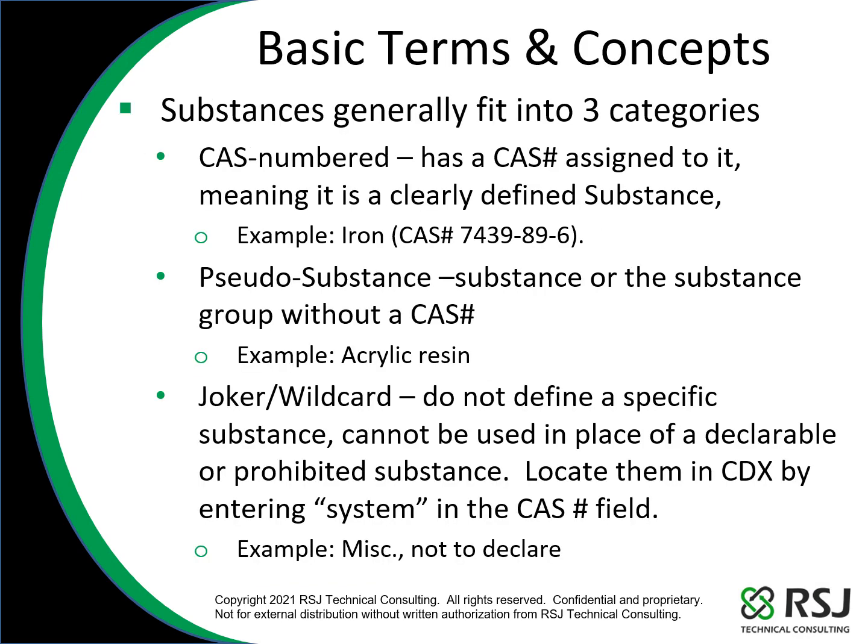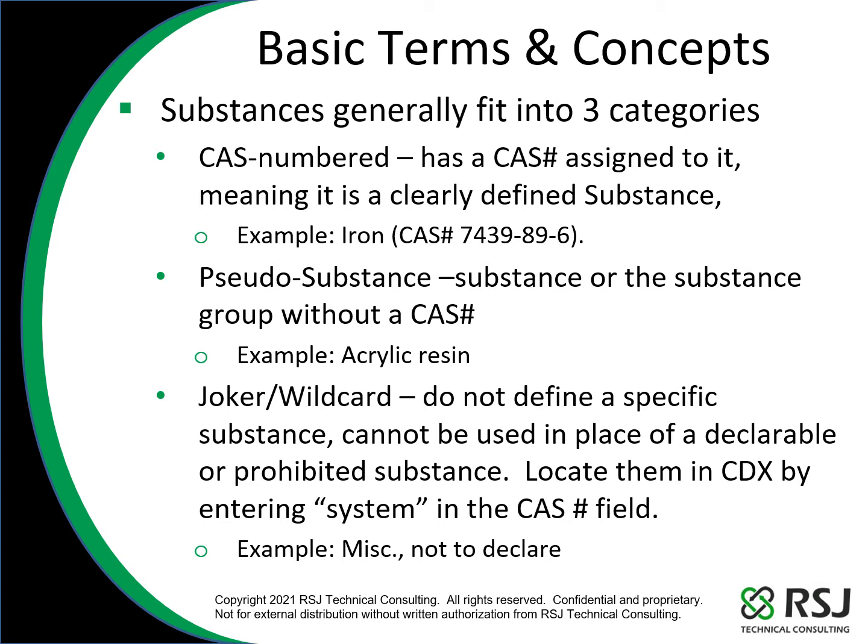There are generally three categories of substances. We have CAS numbered substances. CAS stands for Chemical Abstract Service. It is a unique number that signifies globally a particular substance. For instance, iron has the CAS number 7439-89-6. I can Google that CAS number and Google will tell me that's iron. I can ask Google what the CAS number is for iron and it will tell me 7439896.